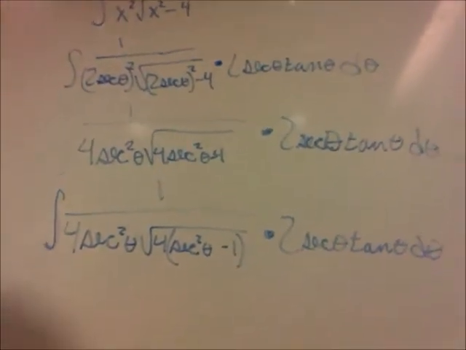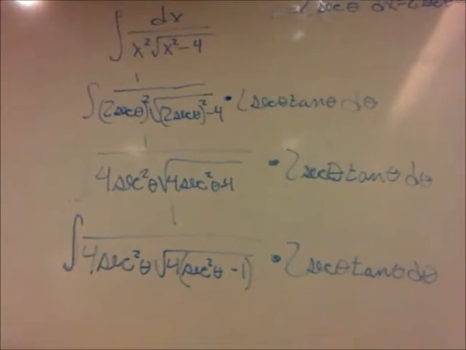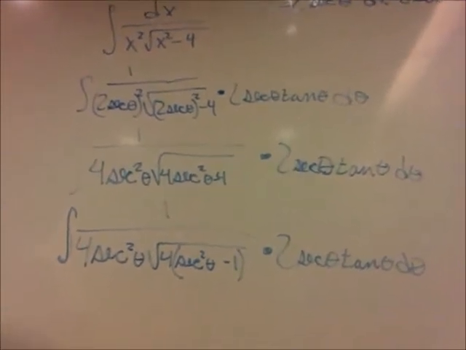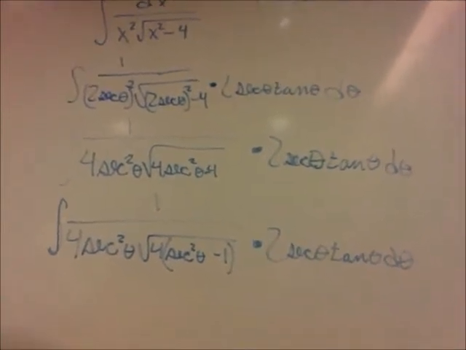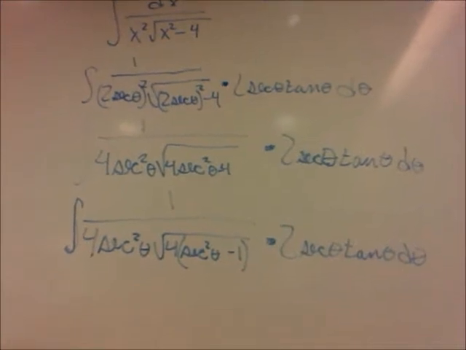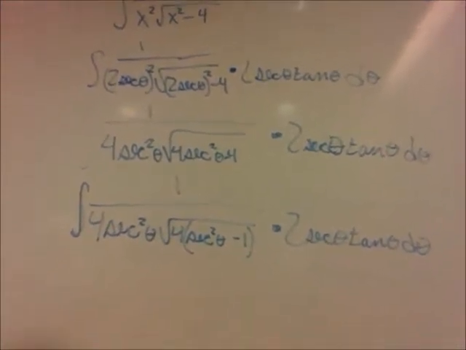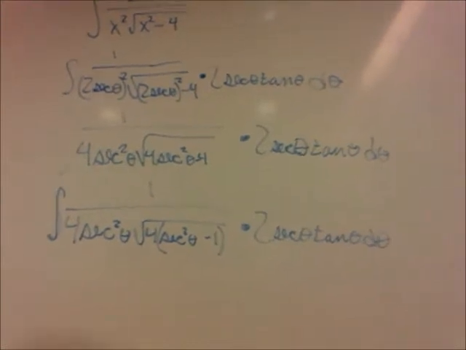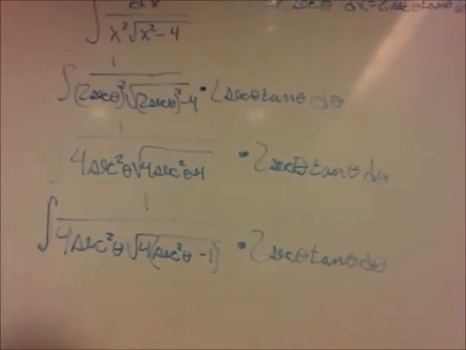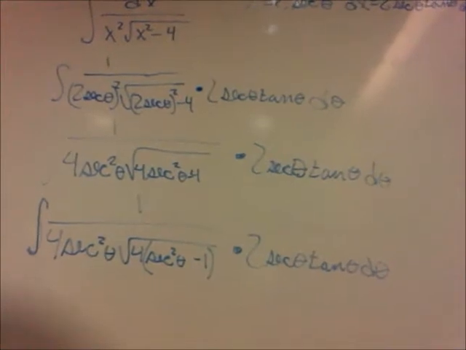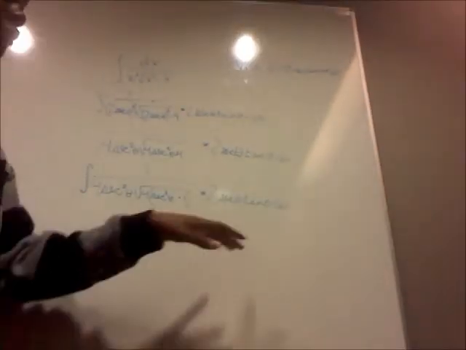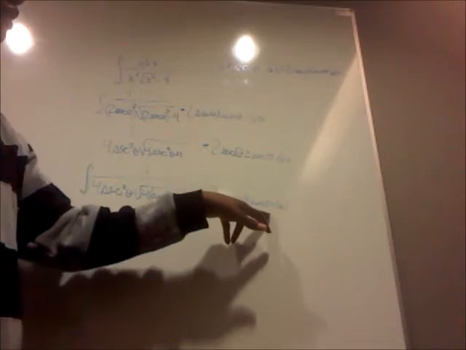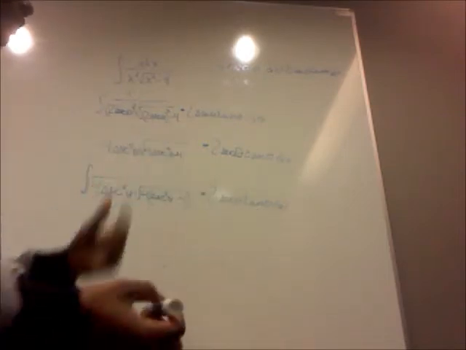Now we have the integral of 1 over 4 secant squared theta times the square root of 4 times the quantity of secant squared theta minus 1, all times the quantity of 2 secant theta tan of theta d theta. And if you remember your trig identities, then you know that secant squared of theta minus 1 is equal to tangent squared theta. So we can change that to tangent squared theta. And while we're at it, I'll move the 2 secant theta tan theta to the top to make it easier to write.